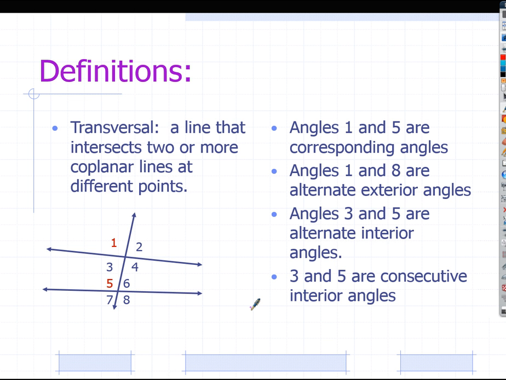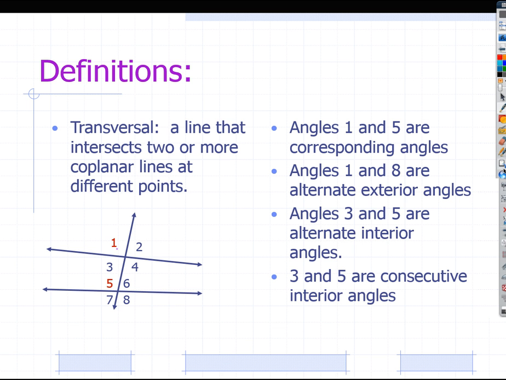Okay, because they're both on the top left relative to the transversal, right? Does that make sense? Another way of thinking about that, what if I took the bottom line and moved it around so it overlapped perfectly with the top line? What would happen to angle 5? It would become angle 1, wouldn't it? They would be identical, right? They would overlap perfectly. So therefore, they are corresponding angles.